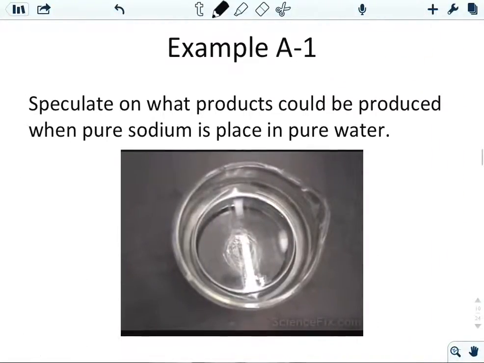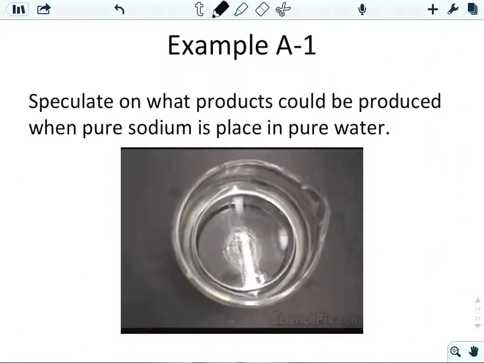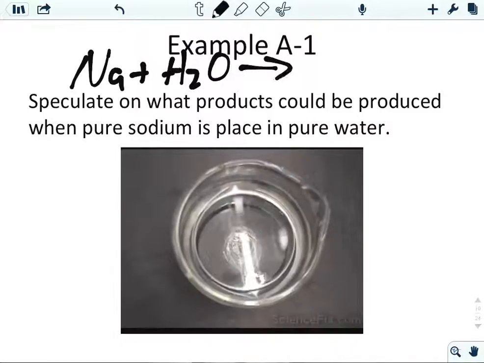So our first example, it says speculate on the products that could be produced when pure sodium, so we have pure sodium, which is Na, okay, is placed in pure water plus H2O. Okay, so when we're looking at this, we have an element plus right here we have water molecule, which is more than an element put together. So what do you think is going to happen?